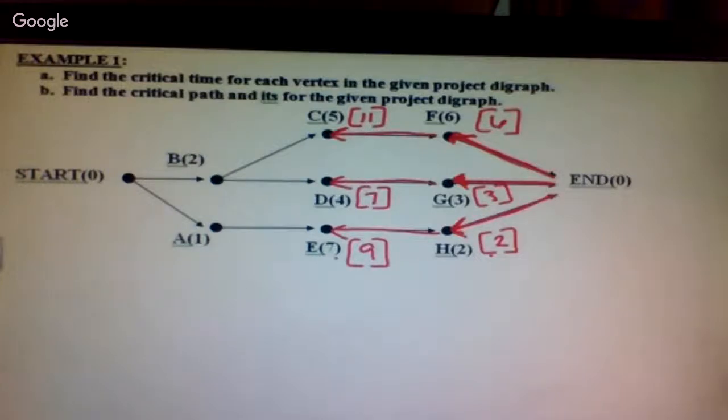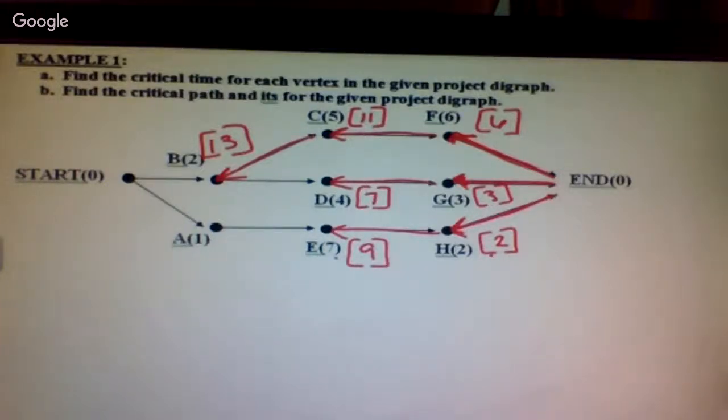Marcus said B has 2 lines going backwards to it. Remember though, critical path means the longest. So am I going to go backwards from 11 or from 7? 11. I'm going from 11, which gives me 13. So D just stops right there.